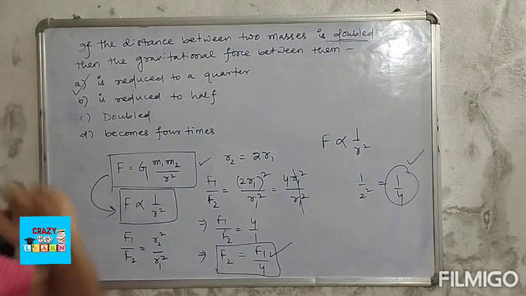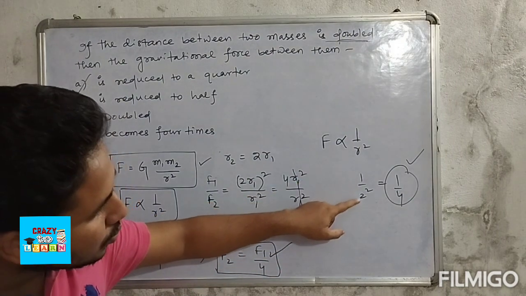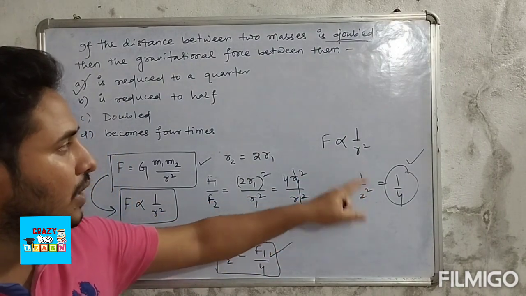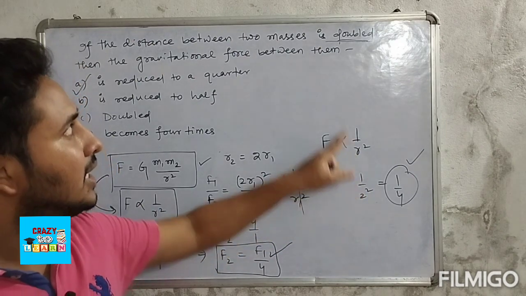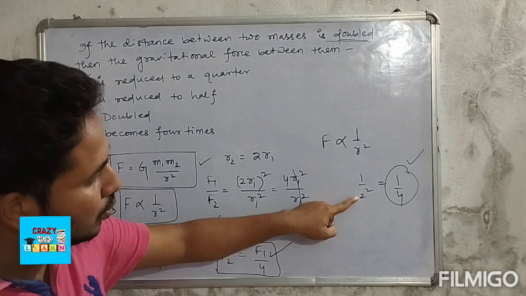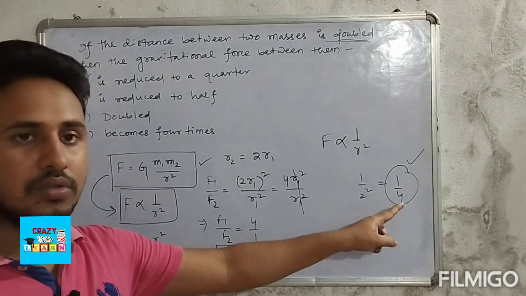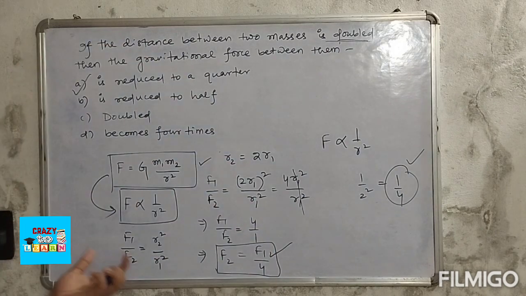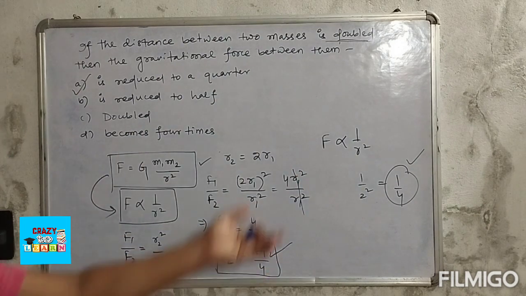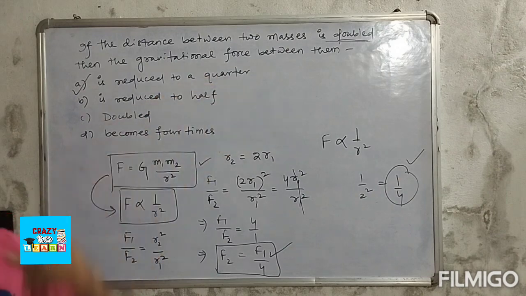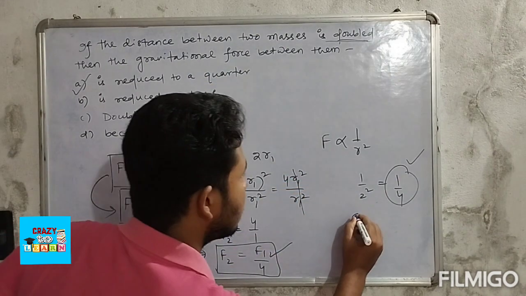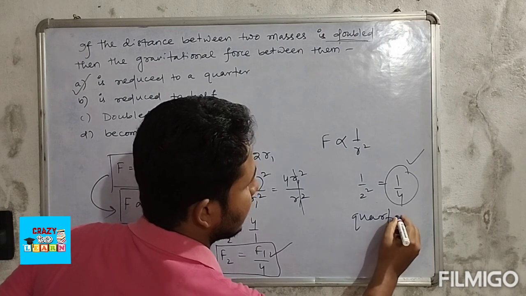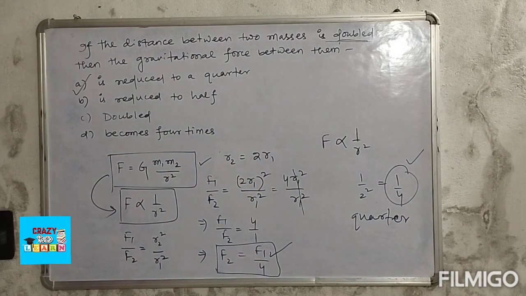As it is inversely proportional here, we have to take 1 by 2 square. It depends upon the square factor. So r square, in the place of r, as the distance is doubled, put 2 square is equal to 4. So 1/4. So the new gravitational force will be the 1/4 of the first one, or it will be reduced. 1/4 means it will be reduced. If 4 times, then it will be increased. As it is 1/4, it is written here, it is reduced to a quarter. 1/4 means quarter. As 1 by 2 is called half, similarly 1 by 4 is called quarter. Clear?